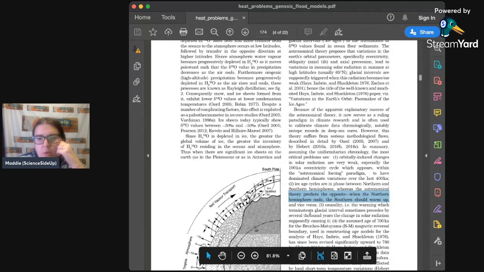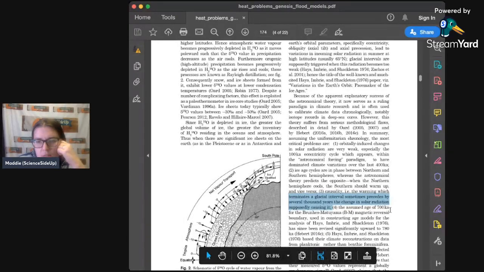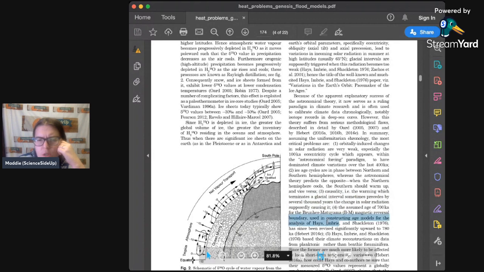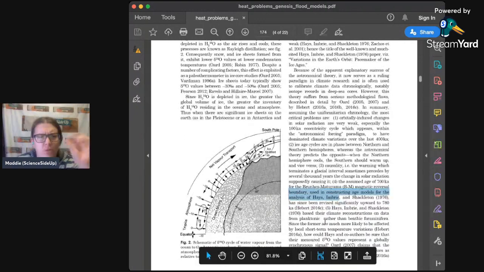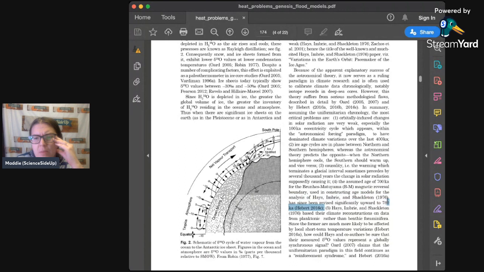Causality, the warming which terminates a glacial interval sometimes proceeds by several thousand years, and the change in solar radiation supposedly causing it. I would need to read that citation. That doesn't sound right to me, but the assumed age of 700,000 years for the magnetic reversal boundary used. I don't know what that is, because the Earth's magnetic field reverses much faster than that. On constructing age models for the analysis of Hayes, Embry, and Shackleton has since been revised significantly upward.